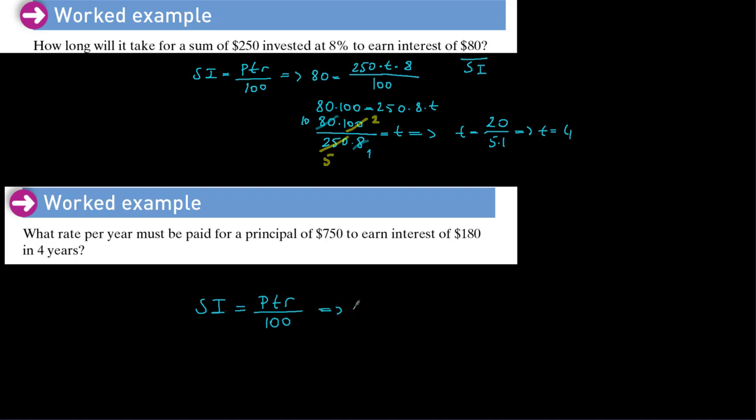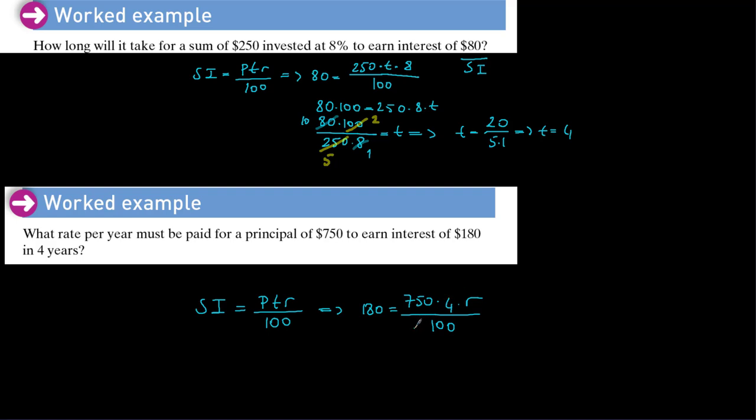Here, if I fill in the blanks, 180 is going to be here. This is the main money, 750 times time, which is 4 years, the rate is unknown, and here this is going to be 100 again.